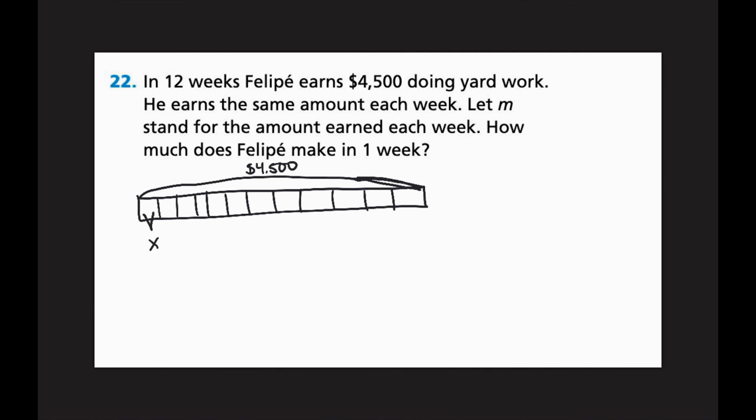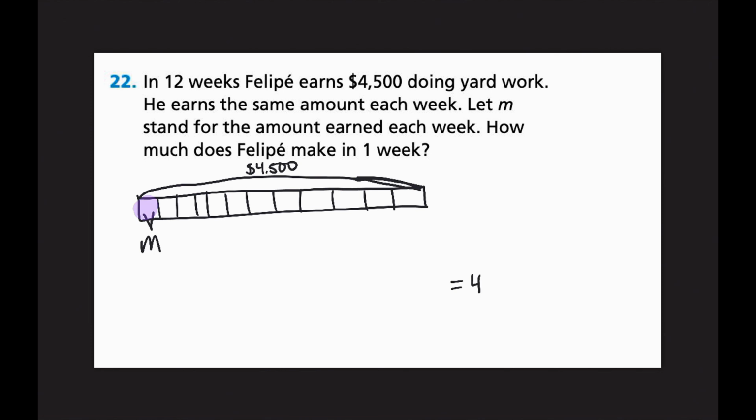So we can call that X, or you can call it W, or, oh, sorry, it does say M here. So this one says M. So what we're trying to find out is how much of each of these weeks does he earn? Like, how much does he earn each week? Okay. So because I see that I have this overarching total, that tells me that I'm writing a multiplication sentence.